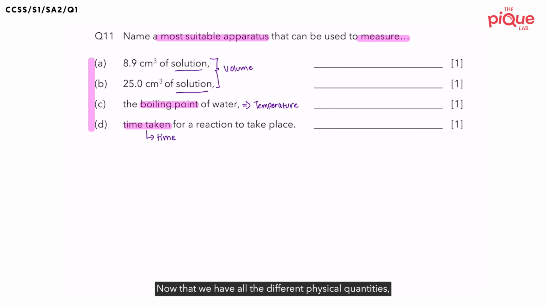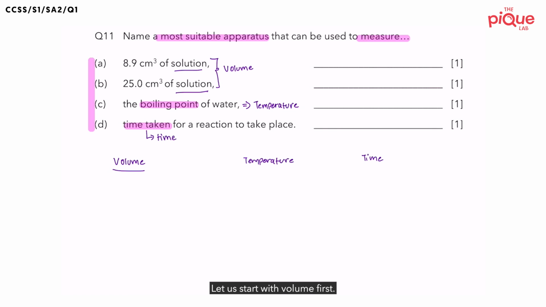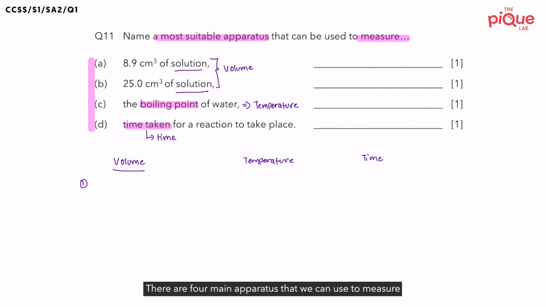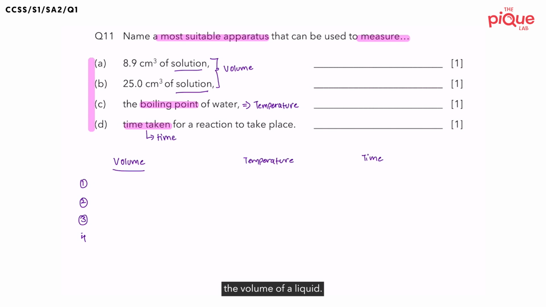Now that we have all the different physical quantities, let me give you a summary as to the different apparatus that we can use to measure all these different physical quantities. Let us take a look at volume, temperature, as well as time. Let us start with volume first. There are four main apparatus that we can use to measure the volume of a liquid.